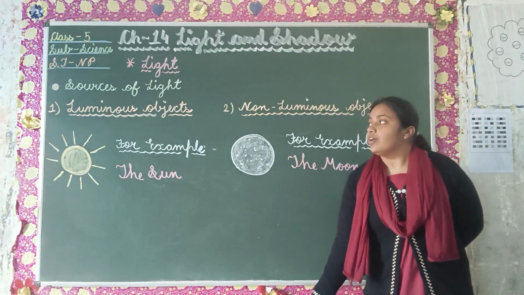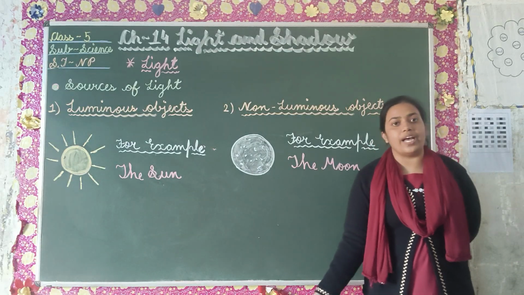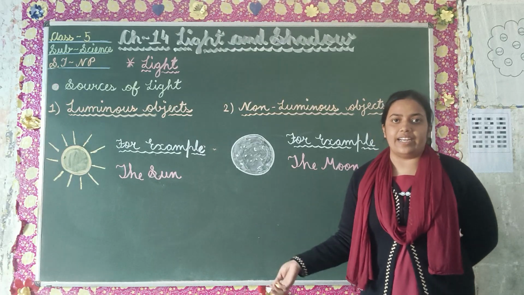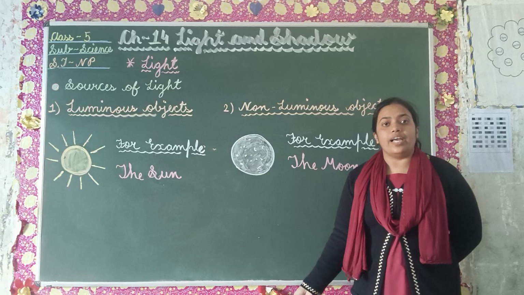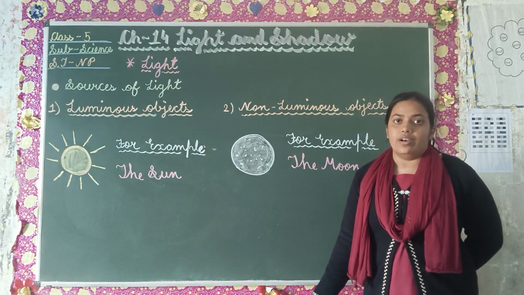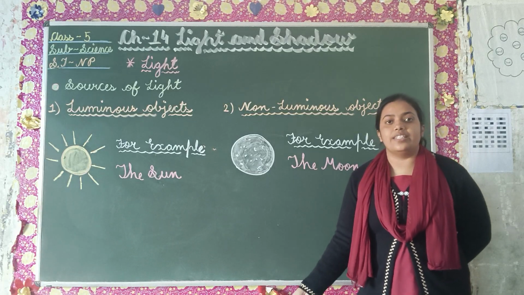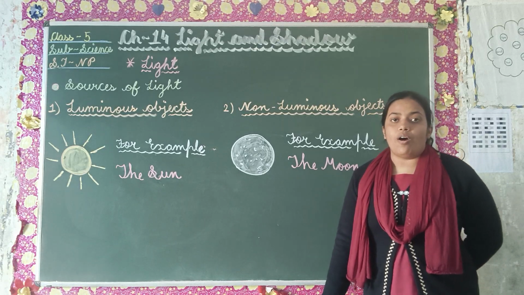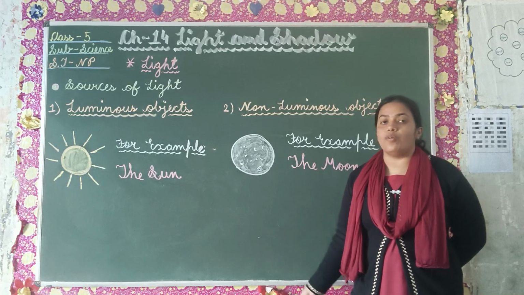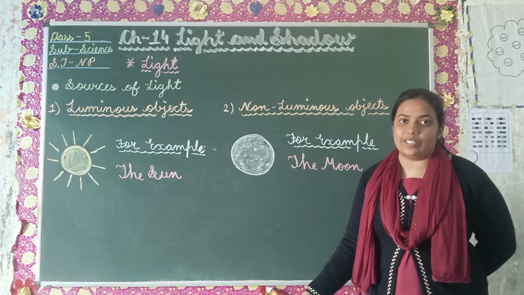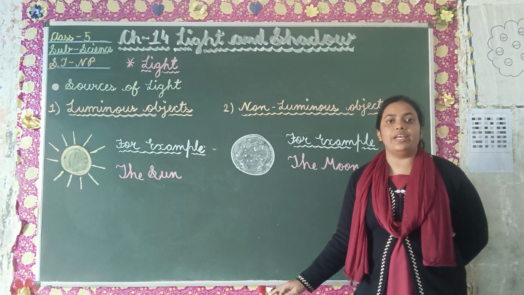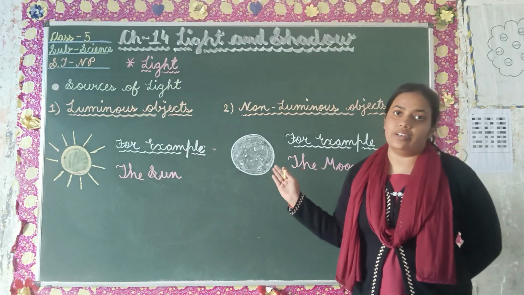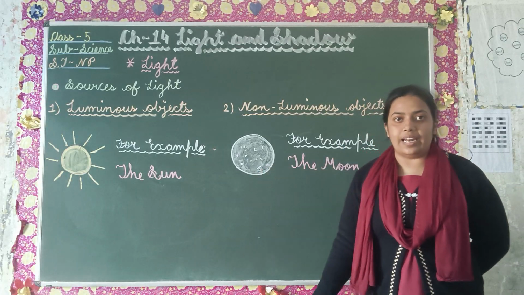Light is the most important topic for all the classes. As you know, in your previous classes you had already studied about light. So what is light? Light is what helps us to see. Without light, we can't see any object. Light makes objects visible. If there is no light, everything will be in darkness. So light is a very important part of our life.